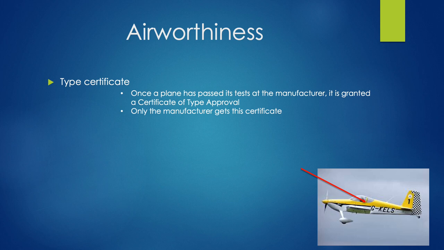It's granted by an airworthiness authority, such as EASA in Europe or the FAA in America, and this airworthiness certificate or type certificate is issued to the manufacturer for this particular type of aircraft.